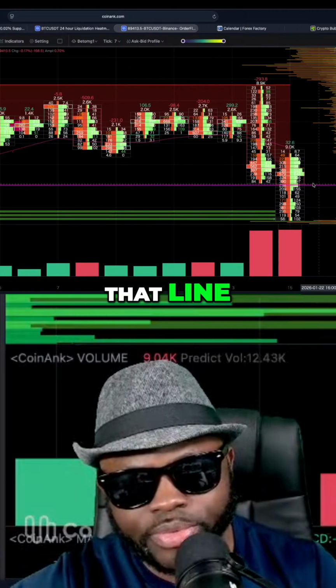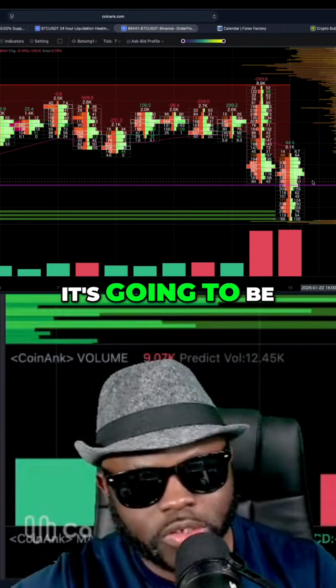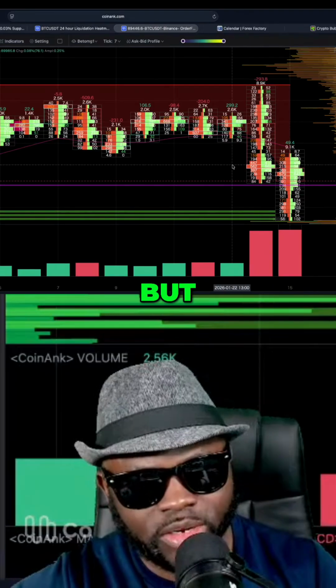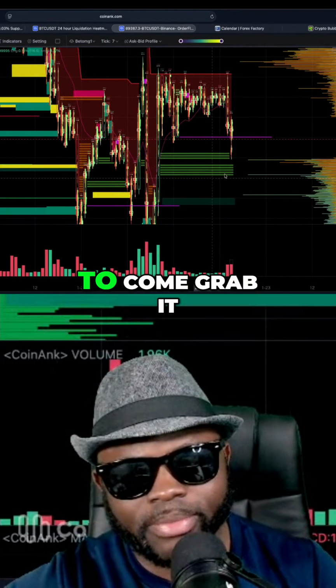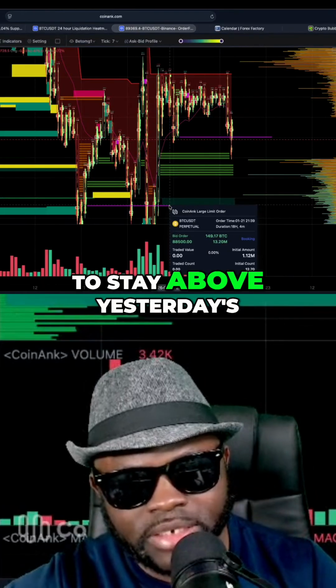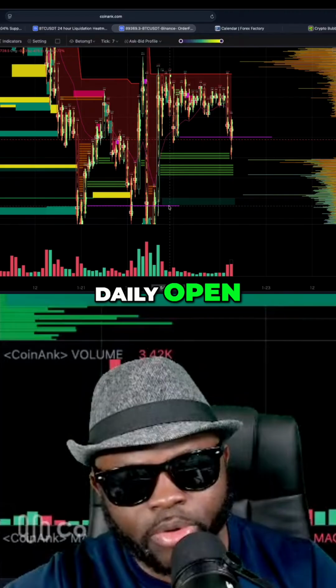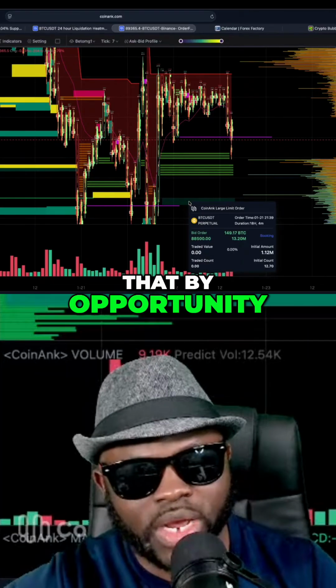If price stays above that line, then it's going to be good news. All right. If it stays above this line here, it's going to be good news for altcoins. But I still think this liquidity here, they're going to come grab it, and price is going to stay above yesterday's daily open. Yeah, this line here. So that's where I'm going to be looking at that buy opportunity.